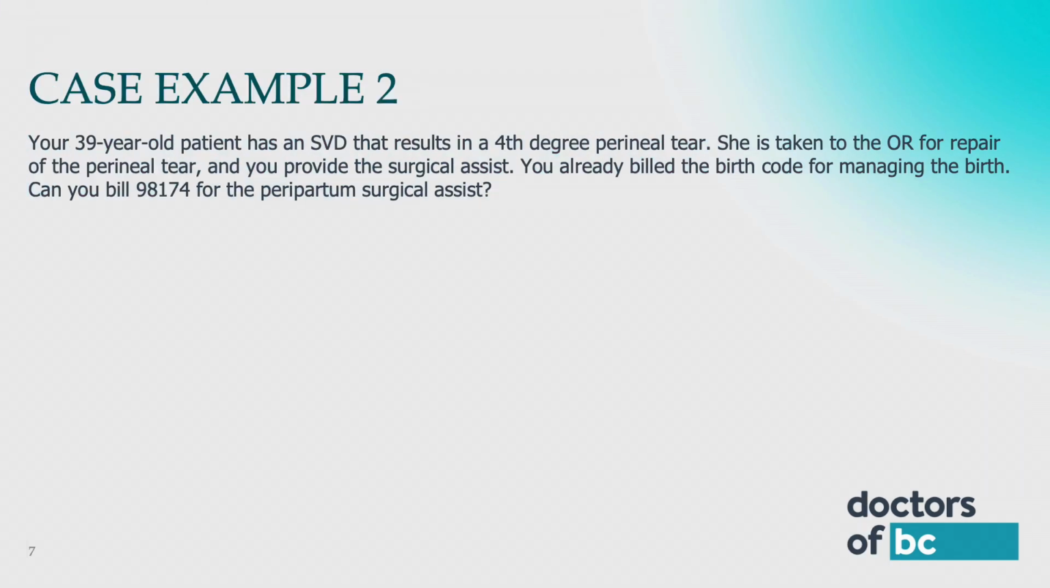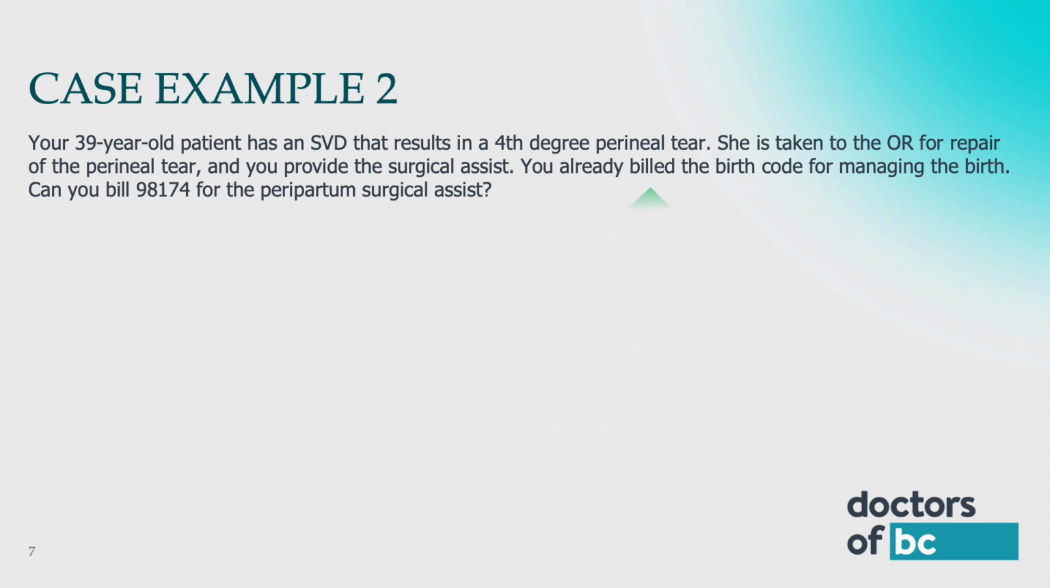Case number 2. Your 39-year-old patient has a spontaneous vaginal delivery that results in a 4th-degree perineal tear. She is taken to the OR for repair of the perineal tear, and you provide the surgical assist. Again, you already billed the birth code for this patient for managing the birth. Can you bill 98174 for the peripartum surgical assist?